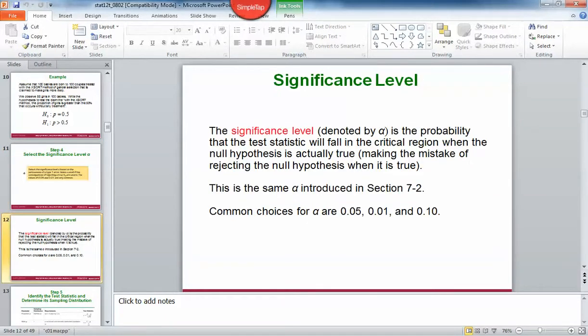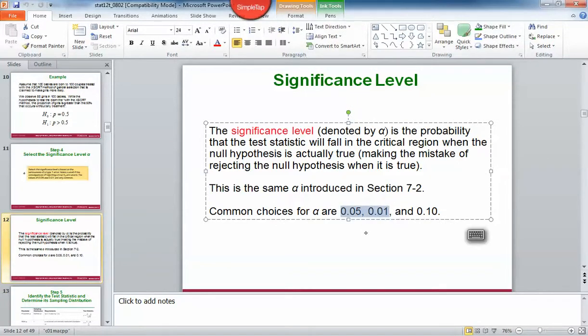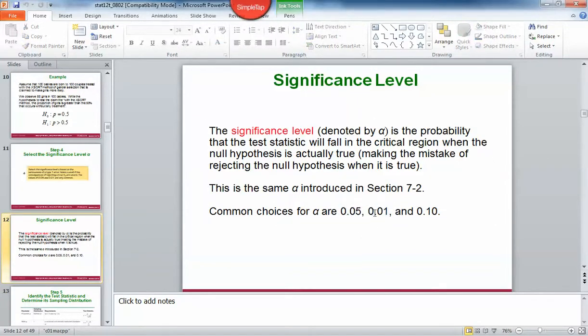All right, and again, significance level is the probability that the test statistic will fall in the critical region when the null hypothesis is actually true. This is the same alpha introduced in section 7.2, so the same stuff that we did in chapter 7. Most of the studies that I've looked at have a significance level of 0.05 or 0.01. They could be a little different though.